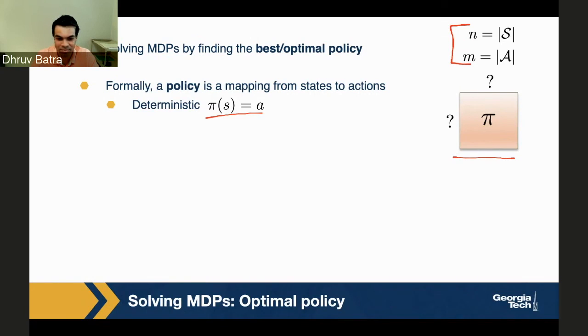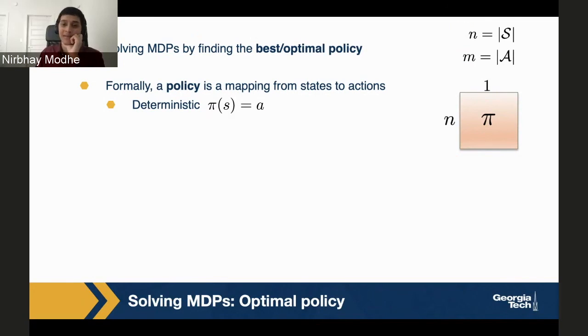That is correct. For this case, it will be just n, and if it's a tensor, it's going to be n by 1. That's one way of representing the policy, because for every state, this tensor is going to tell me what action I should be producing at that state. That's fully specifying the policy in the form of a tensor in memory.